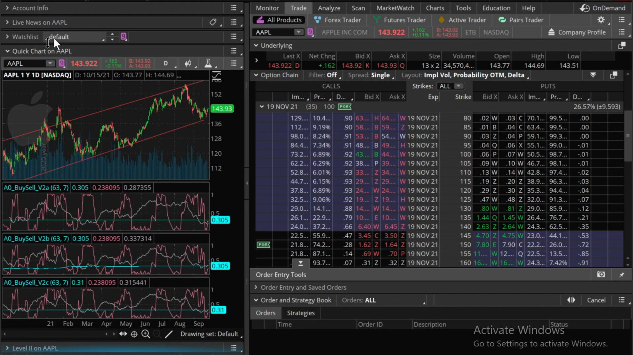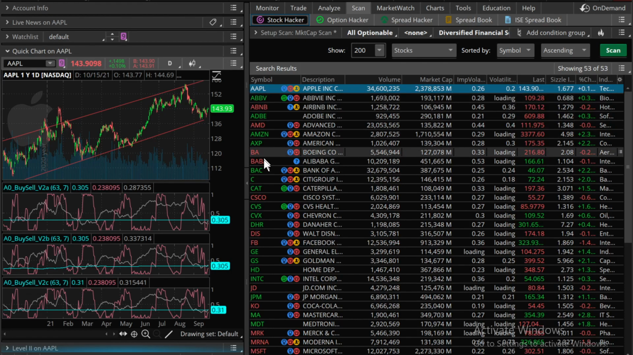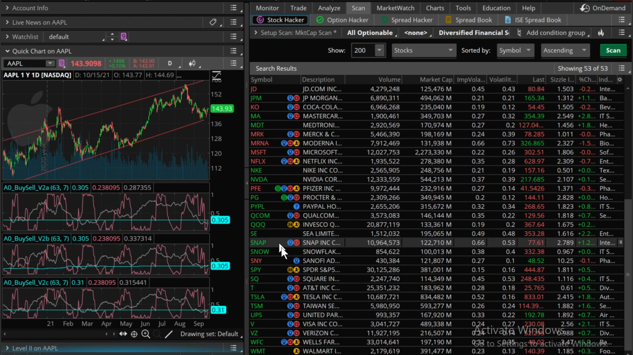So the other one I went into was... I go into my scan here, and I go down each one of these to see which ones are giving me a buy or sell signal. And I don't even see Starbucks on here anymore. Okay, yesterday Starbucks was on here.